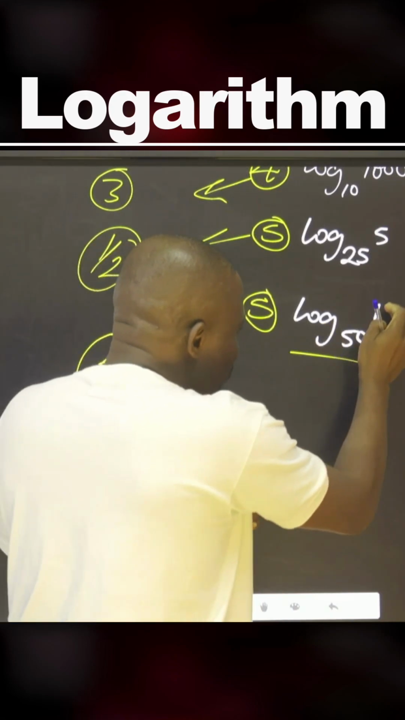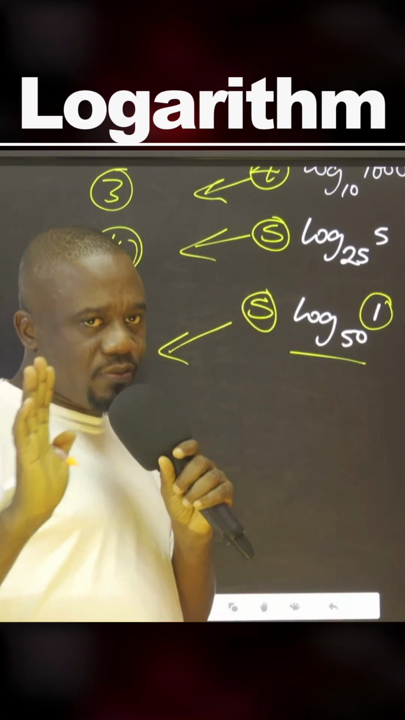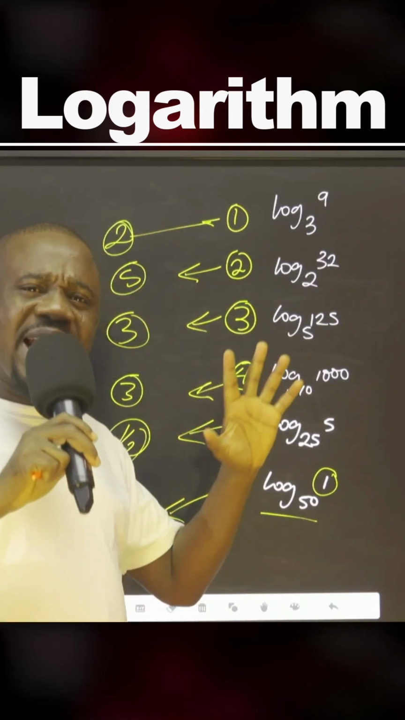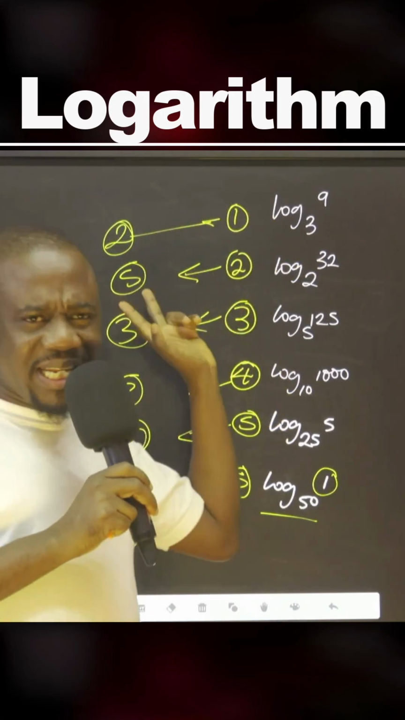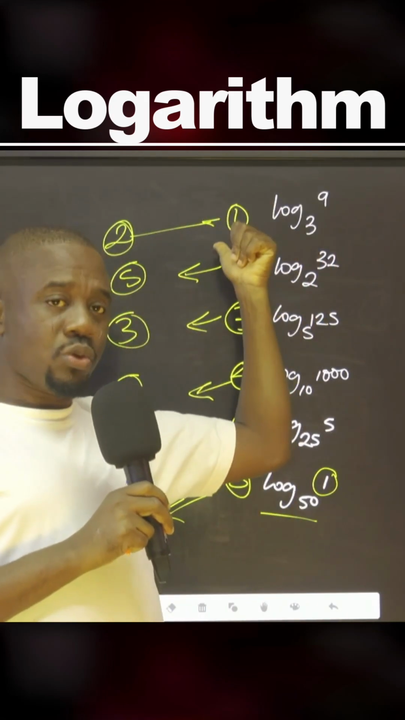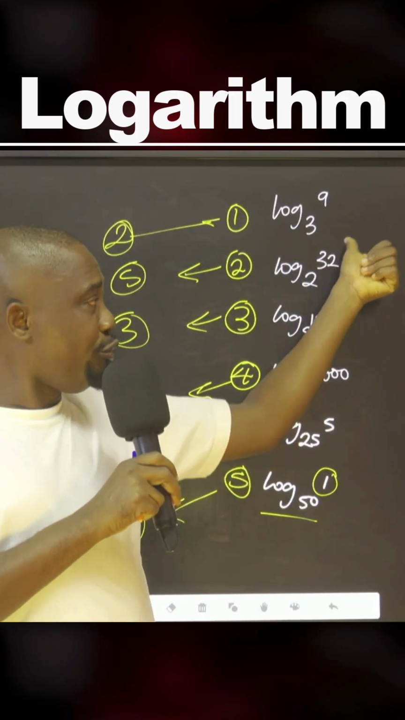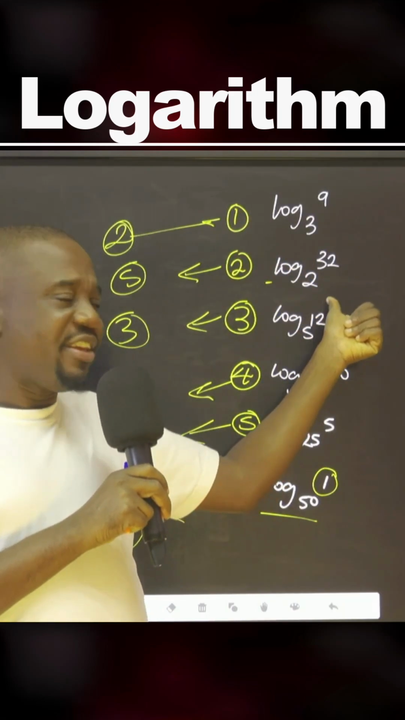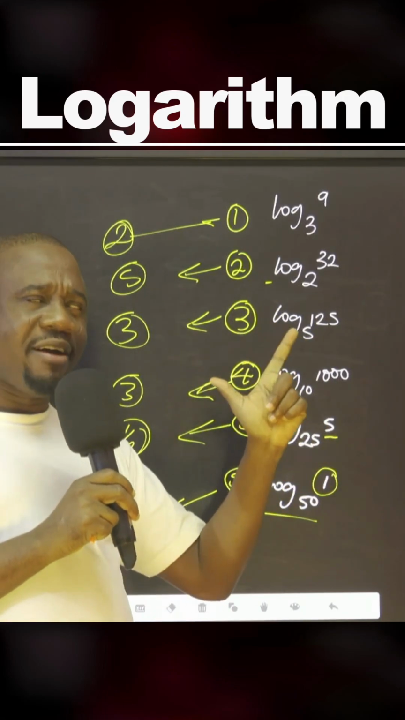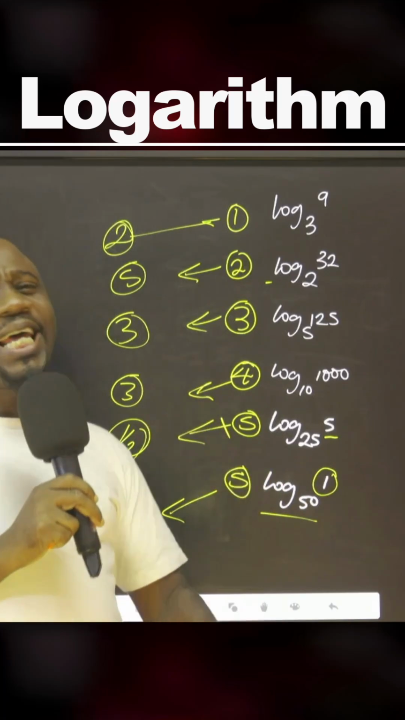Anything like this, log of 1, is 0. Okay? Hope you understand how we solve this. So in an exam environment, you can just be looking at this and giving the answer without solving, because you already know. Here, 3, 2, 2. This one, 2, 5, 5. 5, 3, 3. 10, 3, 3. Square root of 25, 1 over 2. Just like that. Okay?